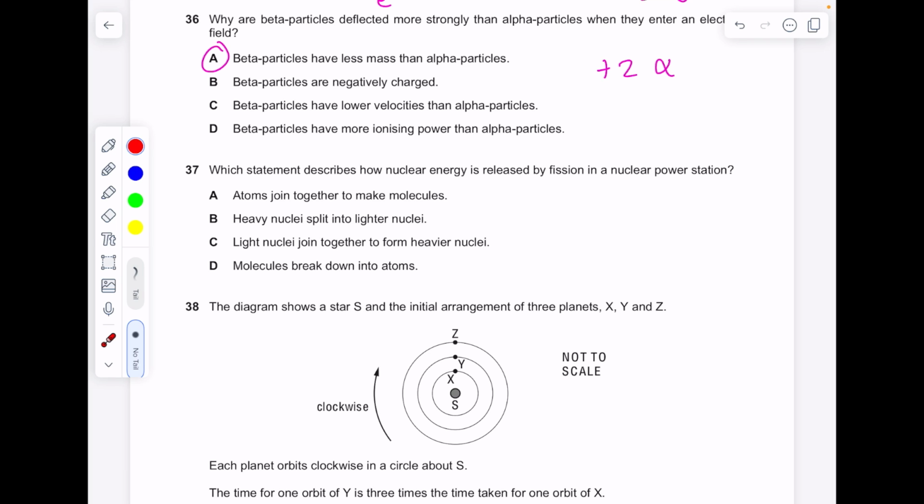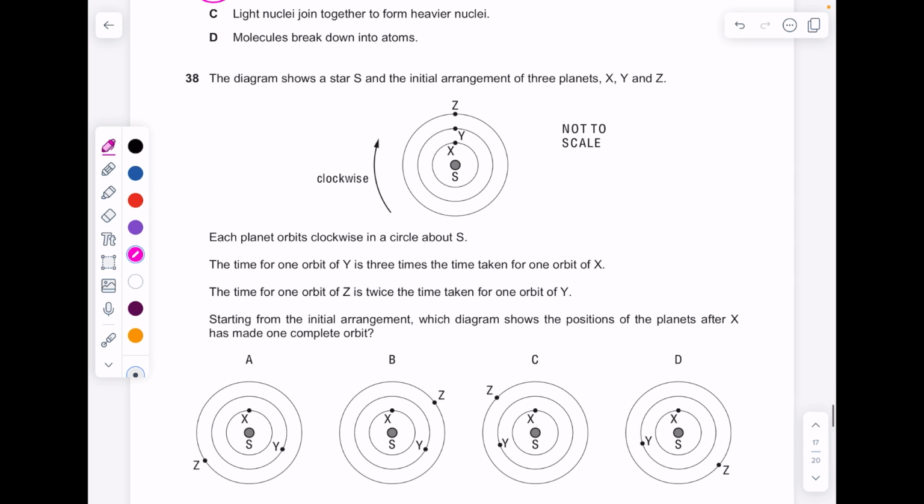Which statement describes how nuclear energy is released by fission in a nuclear power station? Remember, nuclear fission refers to neutrons being fired at something like uranium-235, causing the splitting of the nucleus, releasing 2 to 3 neutrons. So the answer here is B, heavy nuclei being split into lighter nuclei.